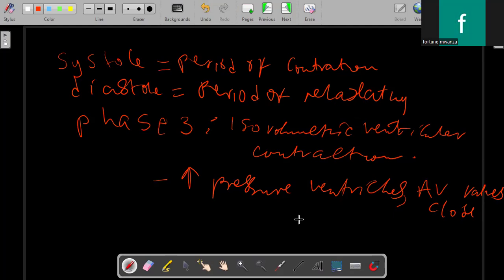Now, because of that closure of the AV valves, you are going to hear your first heart sound, which is also known as the lub. So that's what you are going to have in phase three.